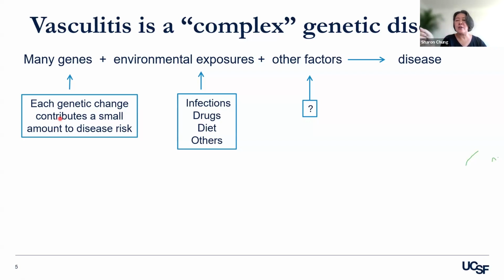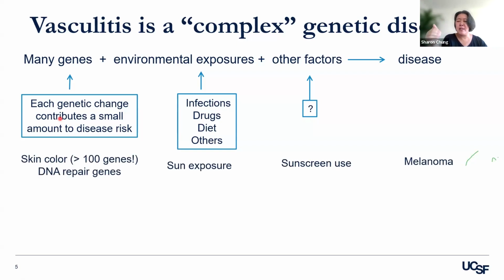And then there are other factors that can impact disease risk. So it's a combination of genes with environmental exposures with other factors that can lead to vasculitis. Now, an example that I can use to illustrate this would be melanoma or skin cancer, where we know that patients who have a certain type of complexion, a lighter complexion, are at increased risk of skin cancer.